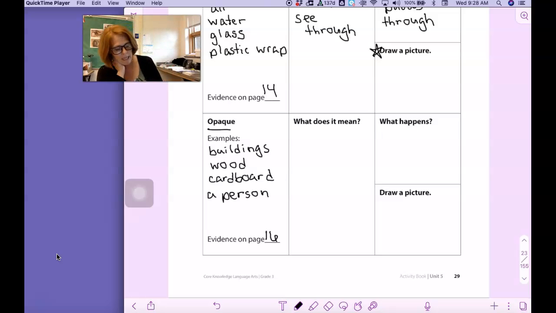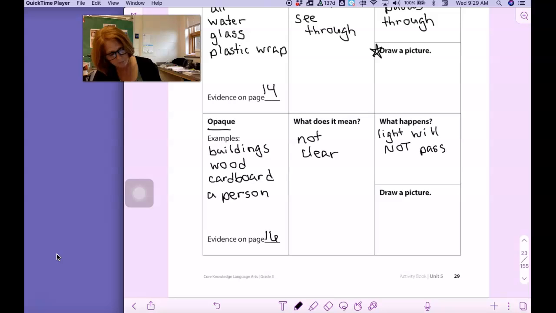And opaque means that it's not clear. It's completely solid. Nothing can get through. So what happens when we shine light on something that's opaque? It means that light will not pass through. It's absorbed. That object absorbs all of that light. It soaks all that light up.